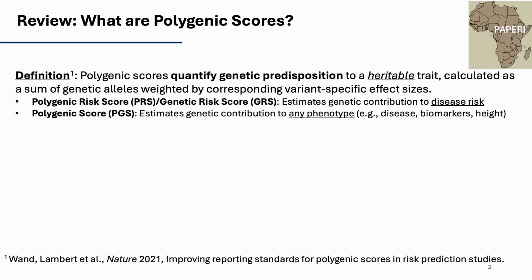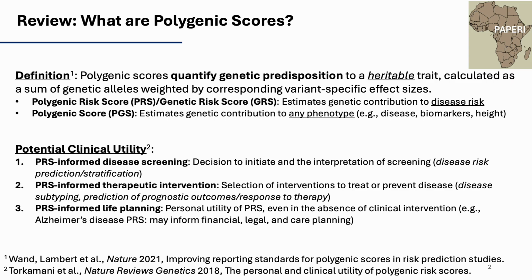The term polygenic scores, or PGS, is an umbrella term that can include PRS or GRS, but can also be referring to the genetic contribution of any phenotype, such as a biomarker or height, where the term risk may not necessarily be appropriate. There are a few potential clinical utilities for PRS that have been described. This includes using PRS to inform disease screening, including whether or not to initiate disease screening, how frequently it can be done, and how to interpret results. PRS could also inform therapeutic interventions, and they could inform life planning in the event that there is not a clinical intervention available for a given disease at the time.